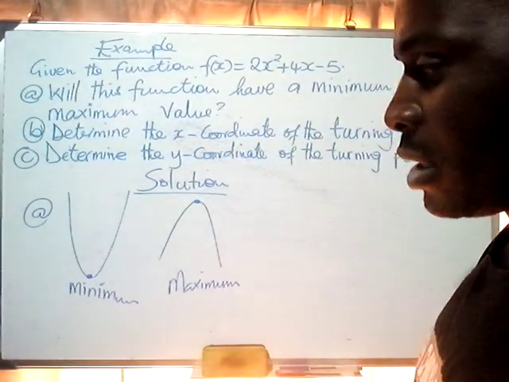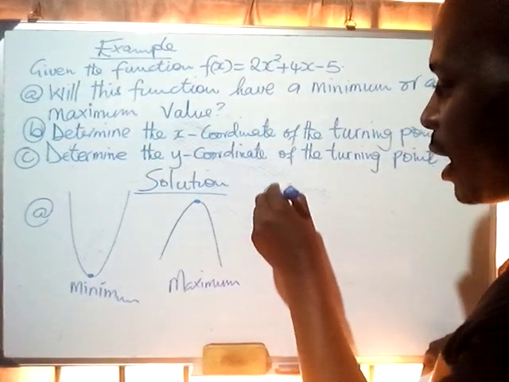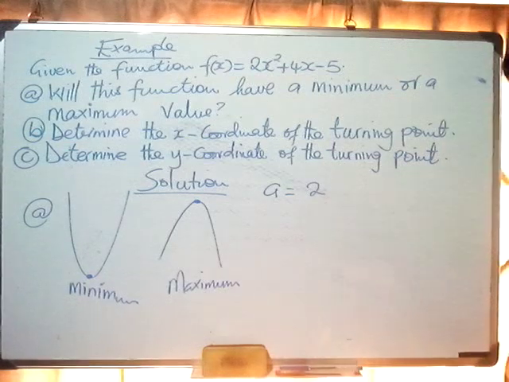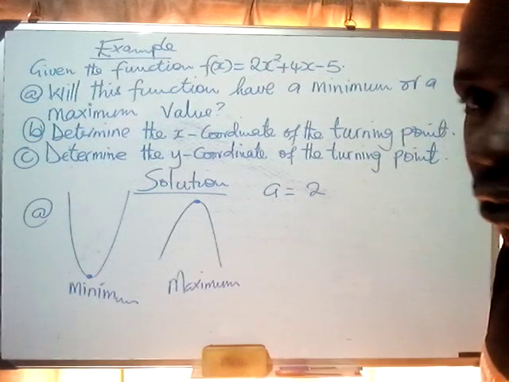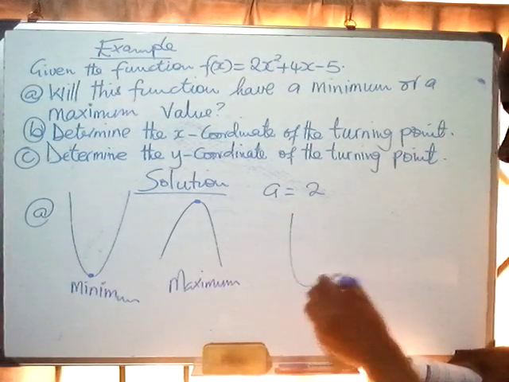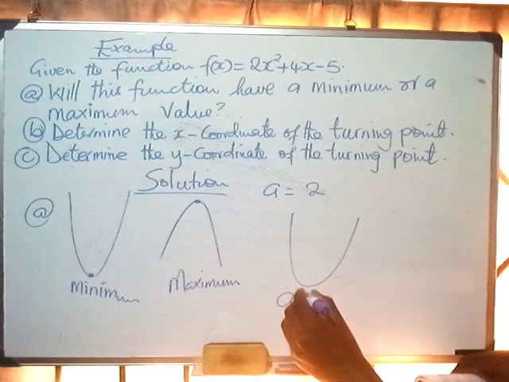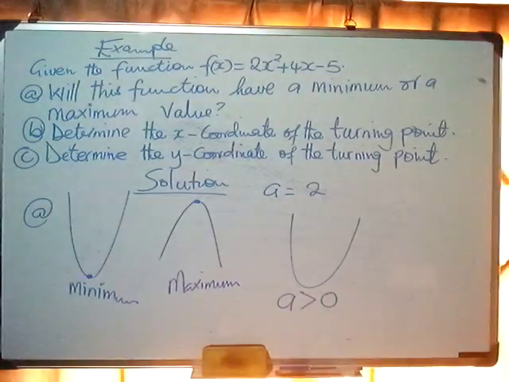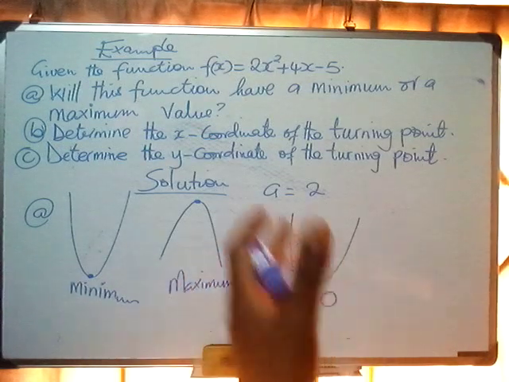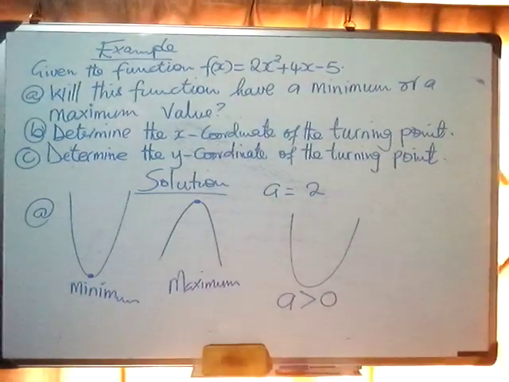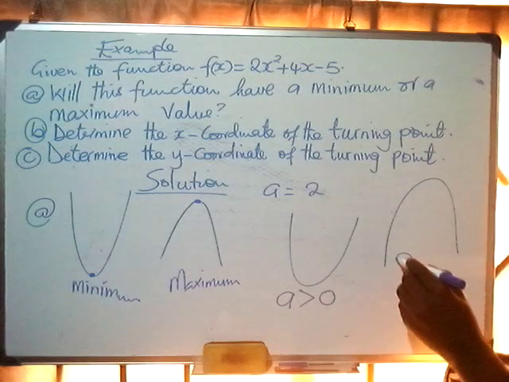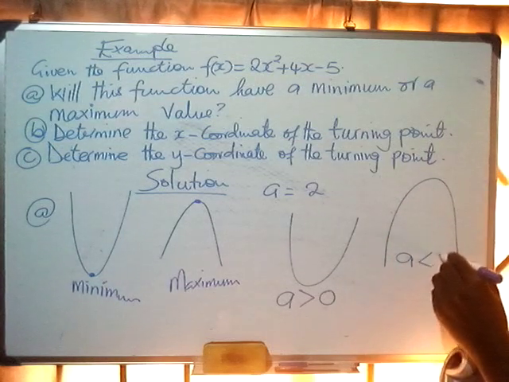How are we going to determine? We have to look at the value of A. In our equation, the value of A is positive 2, and not negative 2. What did we learn? We said that the parabola may be like this when A is greater than 0, which means that A is positive: positive 1, positive 2, positive 3, positive 100. Then, when the parabola is like this, it means that A is less than 0.